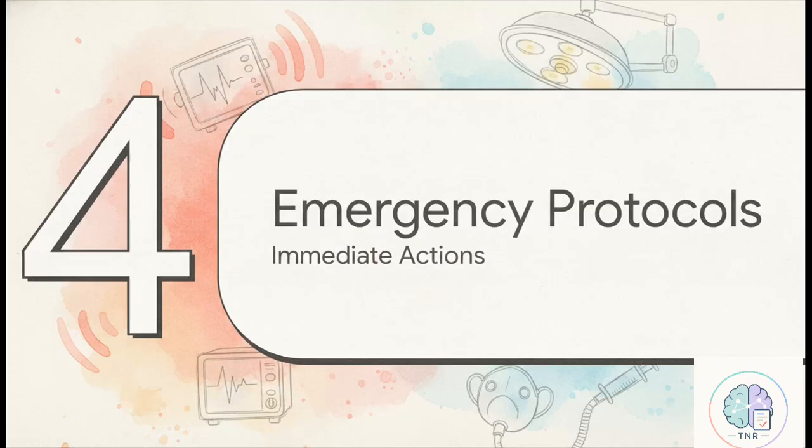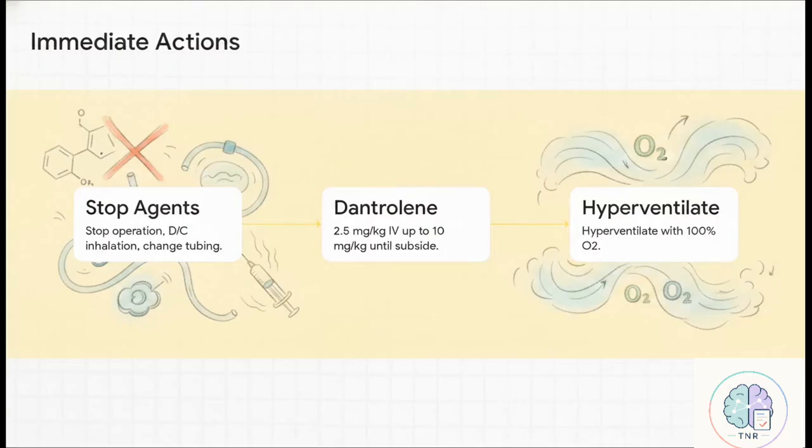Part 4. Emergency treatment protocols. Let's urgently transition into the exact step-by-step actions required to save a life. And this brilliantly illustrates your unhesitating emergency response. Step 1. Eliminate the agents. Immediately stop the operation, totally discontinue inhalation anesthesia, and physically change the tubing on the anesthesia machine so there's no residual gas.